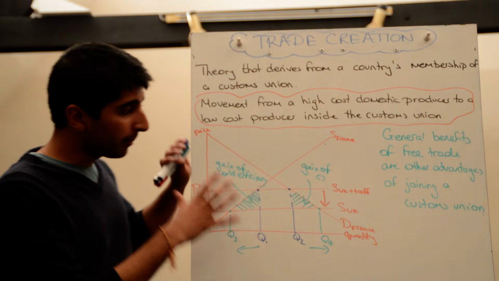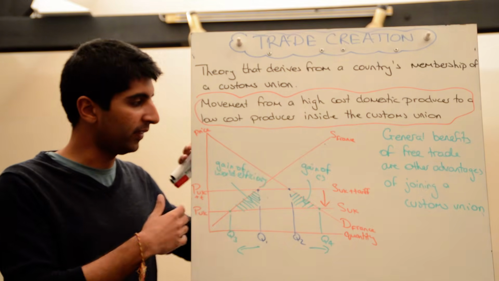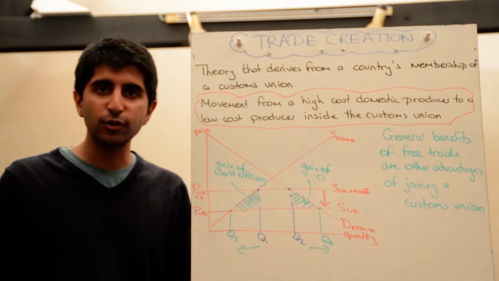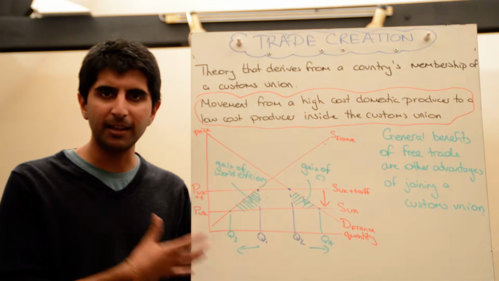So that is a diagram. It really is a very, very simple diagram, just the removal of a tariff and the opposite effects that we're used to with the tariff diagram. Then you're good to go with trade creation. So I hope this makes sense. Great to use in an essay, looks really good.